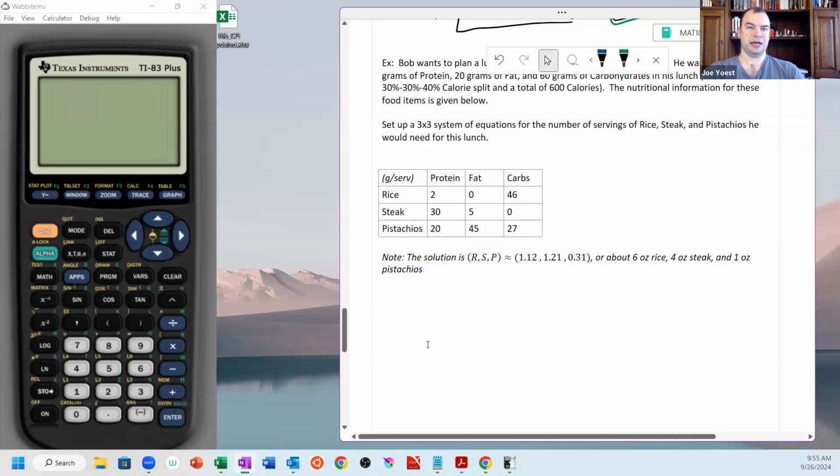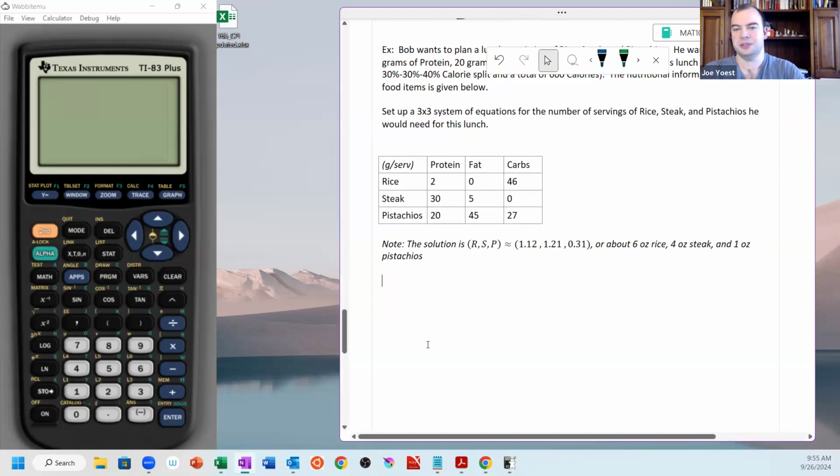Again, presuming that the solution actually comes up with an amount of rice, steak, and pistachios that is non-negative, of course, and that we don't have one of these degenerate systems where there's no solution.